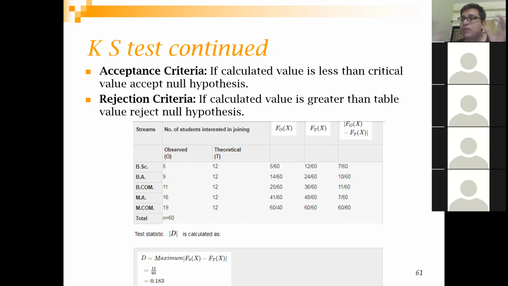So if you compare with a uniform distribution, then BSc, BA, BCom, MA, MCom, all these 5 values will be equally likely. And you have a total value of 60, right? So that means each of the values can come 60 by 5 times, or 12 times.